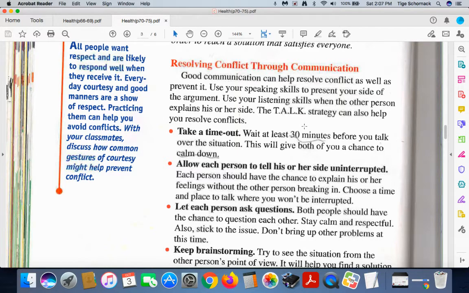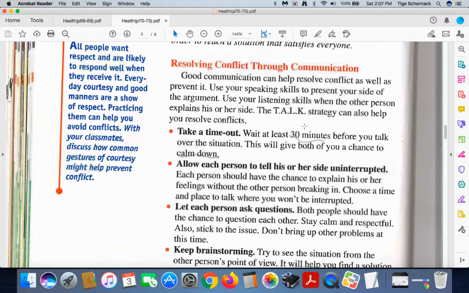Allow each person to tell his or her side uninterrupted. That's what A means. So I'll ask Tyke, Aaron, and Paul, why do I think I have you outside here in the hall? And if they say, oh, I'll just leave, I'll come back a minute later and ask them again, why do you think I have you outside here in the hall?